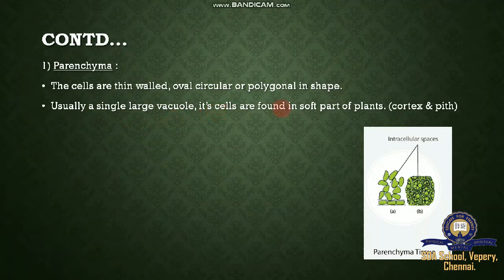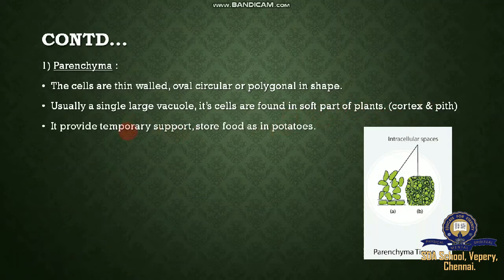Its cells are found in the soft parts of plants. What are the soft parts? Cortex and pith. It provides temporary support and stores food, as in potatoes. In a potato tuber, the entire tuber, or underground stem, has parenchyma cells, and these cells store food. But it provides temporary support.